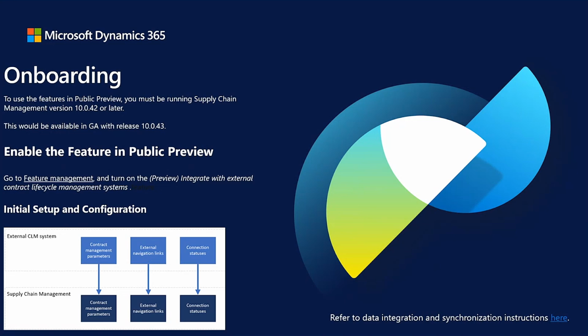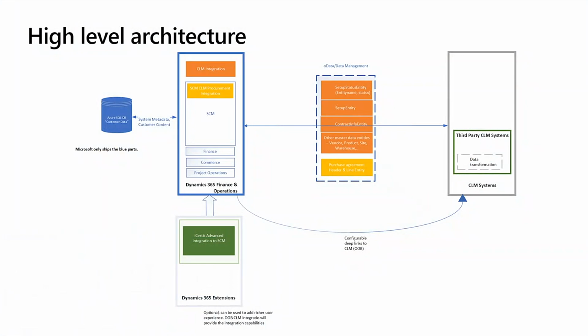The setup involves, first, connection status, which would ensure the connection between the Dynamics 365 supply chain management and external CLM systems is active. Second, external navigation, which would ensure synchronization between the external CLM system workflows within SCM. Once these configurations are complete, you are all set to kick off the integration process. Let's take a closer look at the architecture that supports the integration with external CLM systems. This framework is designed to provide seamless data synchronization and flexibility for integration with external systems.